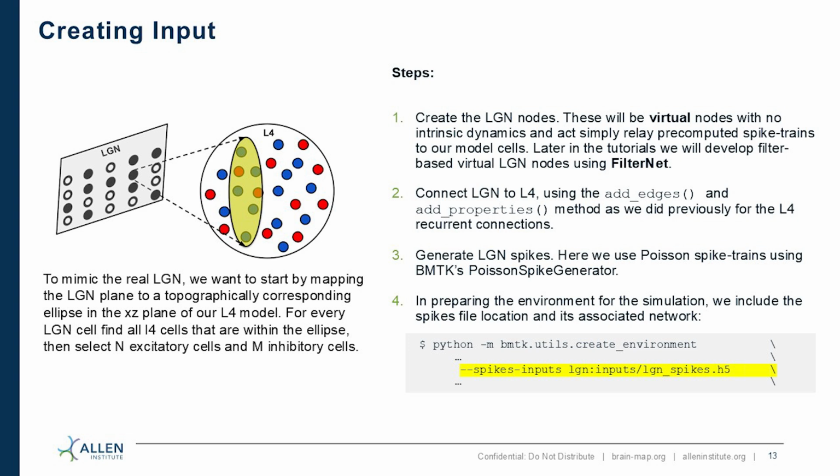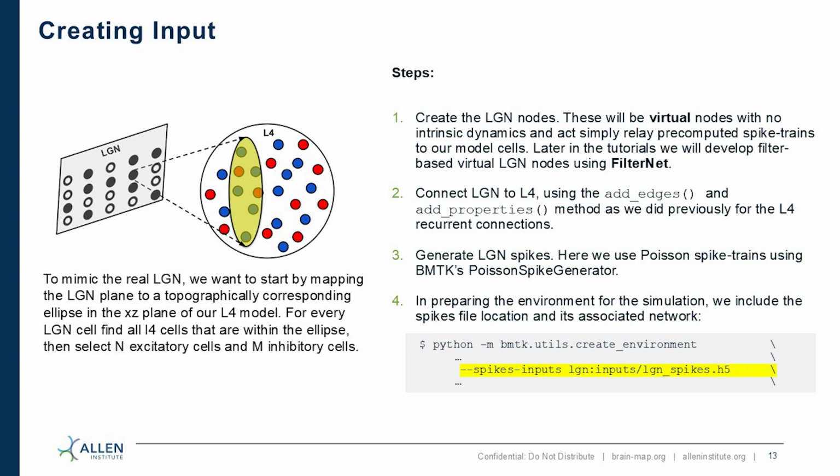And what we're going to do is, for the projections of each of the LGN cells, we're going to look for an ellipse of some specified size. We're going to look for all the cells within that region and assign connectivity to those eligible connections based on another custom-defined connection rule.